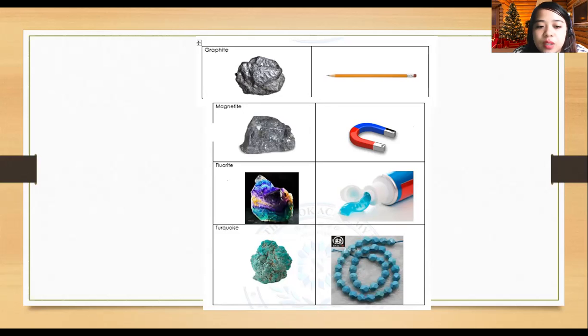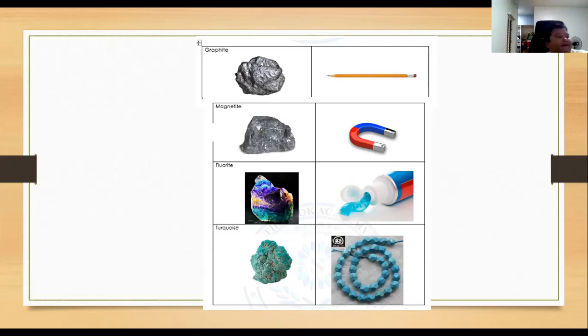Some of it, for example the Colgate in the Philippines, or the Close Up, they just order the fluorite from China, South Africa, North America, Canada. I don't think we have it here in the Philippines. We need to order it from somewhere outside.